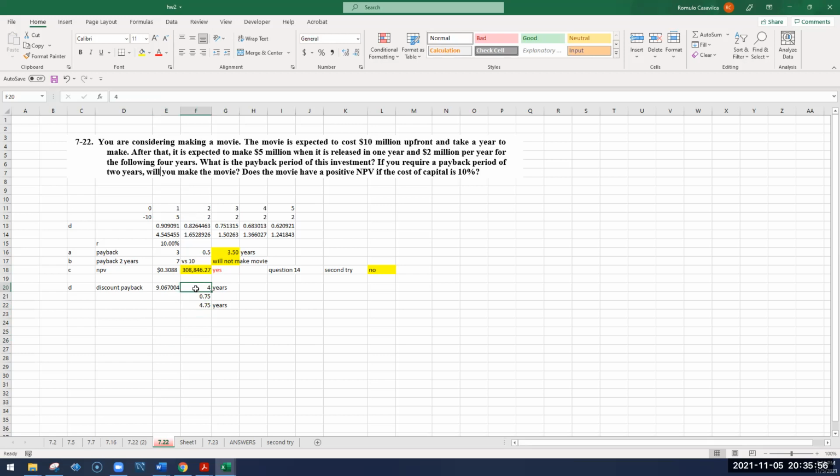Why? Because 4 years is this. So my discount payback is between 4 and 5 years, right? So this is up to 9. I got one more to go, almost, and I calculate this: difference divided by the last period. And this would be 4.75 years. But the condition is that my NPV must be positive. Because if it's negative, it's not going to make it.